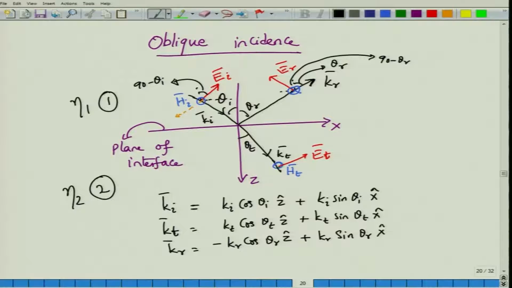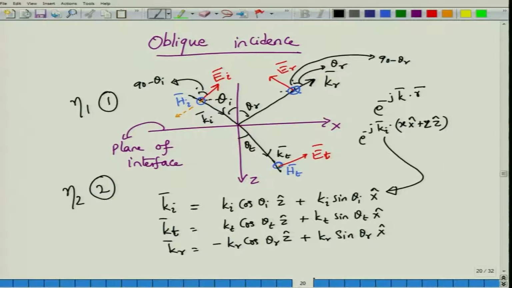We will assume that the fields are described by their phase factors, which are in the form of e power minus j k dot r. For the incident wave, this means that ki vector dot r vector, where r is x x hat plus z z hat. So, this would be e power minus j ki dot (x x hat plus z z hat). You can substitute for ki from this expression. So, you will see that this would be ki cos theta I times z plus ki sin theta I times x. Please do make this substitution and actually write down the phase factors for each of the three waves.